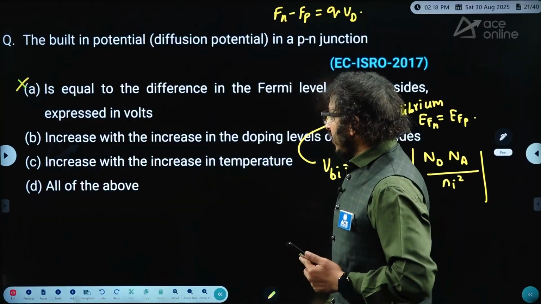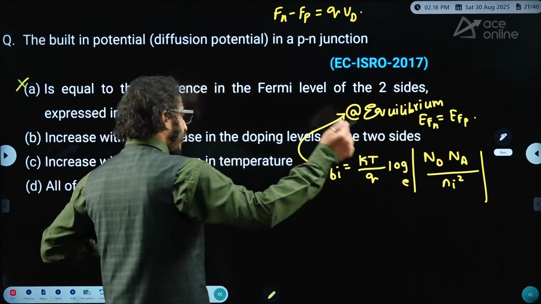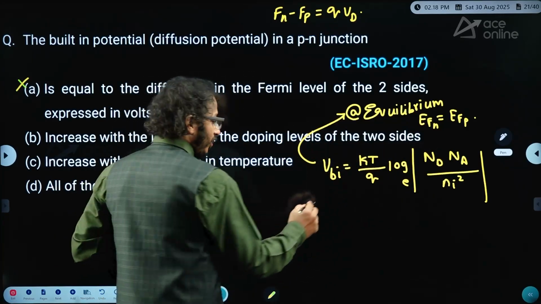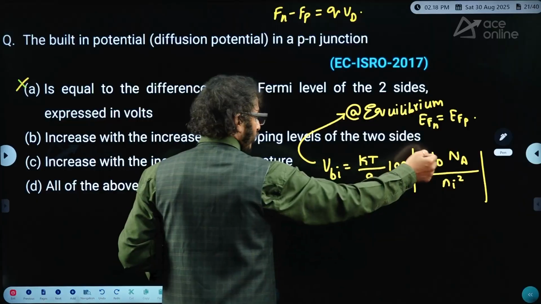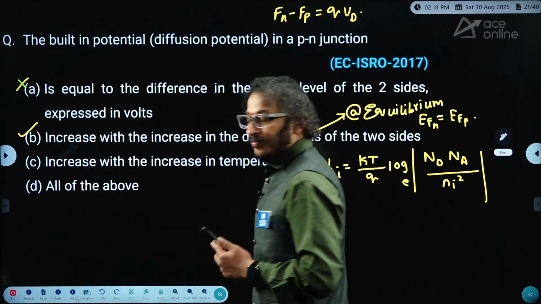Next. Increases with increase in doping levels. Interesting. Yes, it is right. Whenever doping increases, the built-in voltage increases. You can check it here. If doping increases, built-in voltage increases. Perfect. So option B is correct.